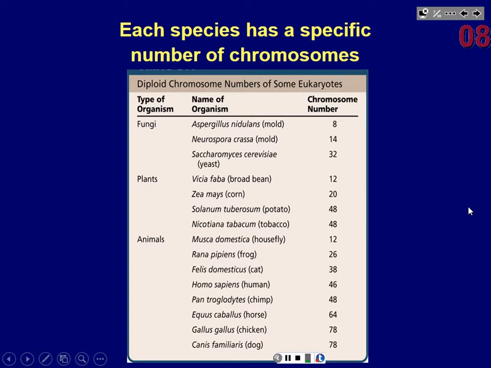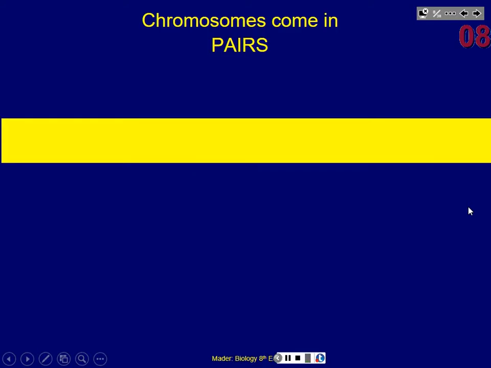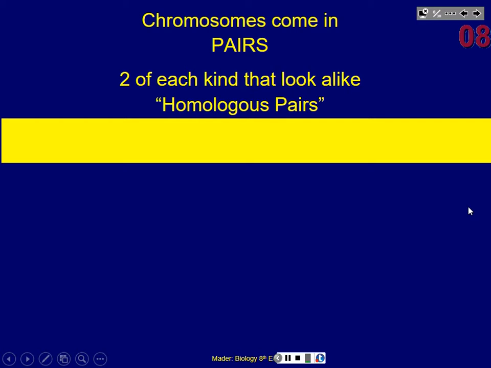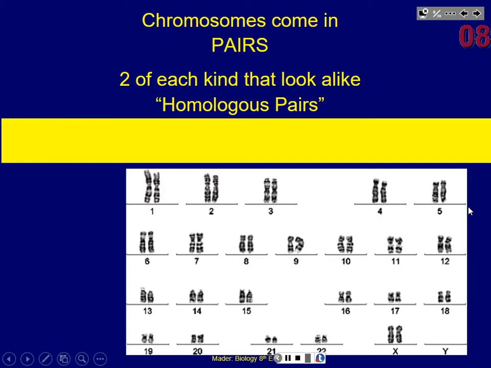But what is one thing that you notice about all of those numbers of chromosomes for those particular organisms? They're all even. That's exactly right. That's because chromosomes come in pairs, okay? We're going to call them homologous pairs, and they look alike. They come in pairs. You said we had 23 pairs, right? So let's take a look at those 23 pairs.